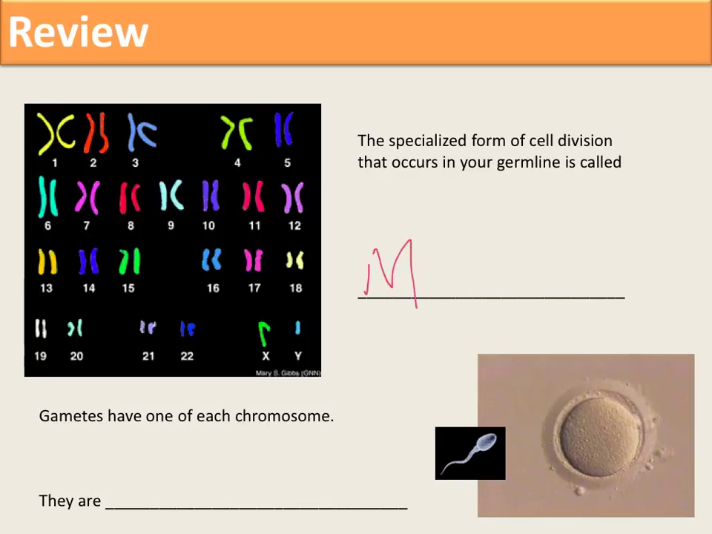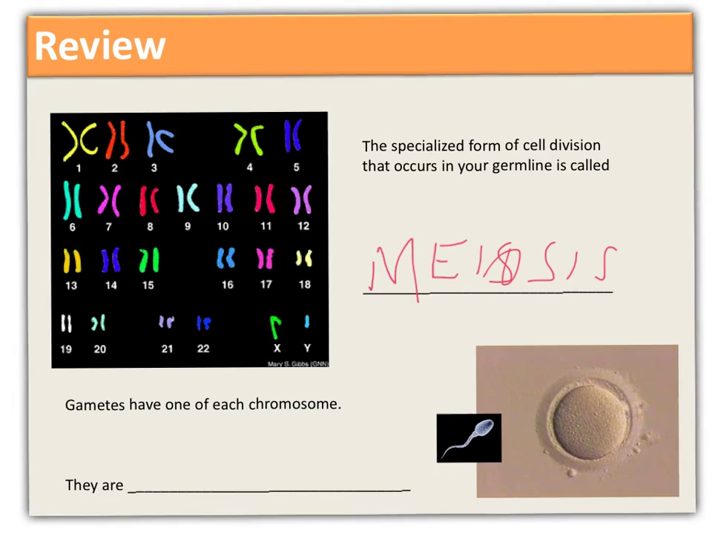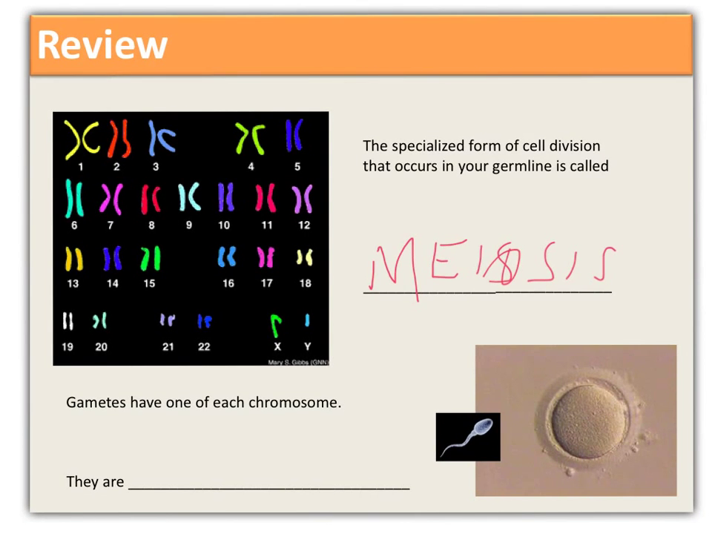M-E-I-O-S-I-S, meiosis. Gametes have only one of each chromosome. They only have one. So up above here, we have 2 chromosomes, or homologous chromosomes. If you only have one, they are haploid.